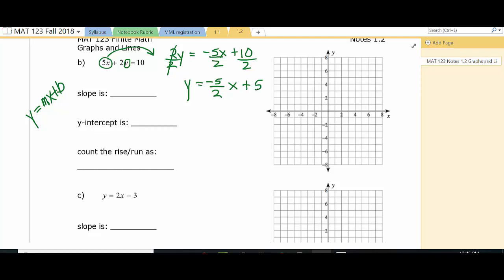How do you write 5 as a point? I don't want just 5, I want it written as a point. So how do you do that? 0, 5. Remember, it's a y value. A y-intercept is a y value, so it's 0, 5. So you'll say, okay, the slope is negative 5/2. The y-intercept is 0, 5.